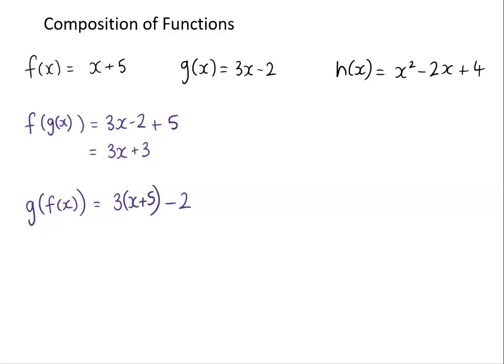We had our 3. We kept the 3. And then where the x was, we put in our whole f function, x plus 5, from here. And then we kept the minus 2 on the end. Now to simplify, we've got to expand our brackets first. 3x plus 15 minus 2 equals 3x plus 13. So we've taken a function, put it inside of another function. But you'll notice here that f of g of x and g of f of x are not the same thing. Here it was 3x plus 3, and here we have 3x plus 13.